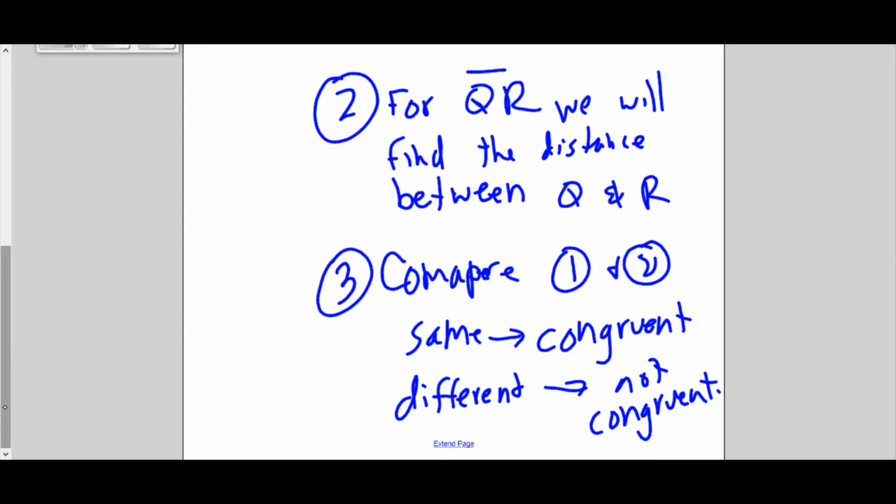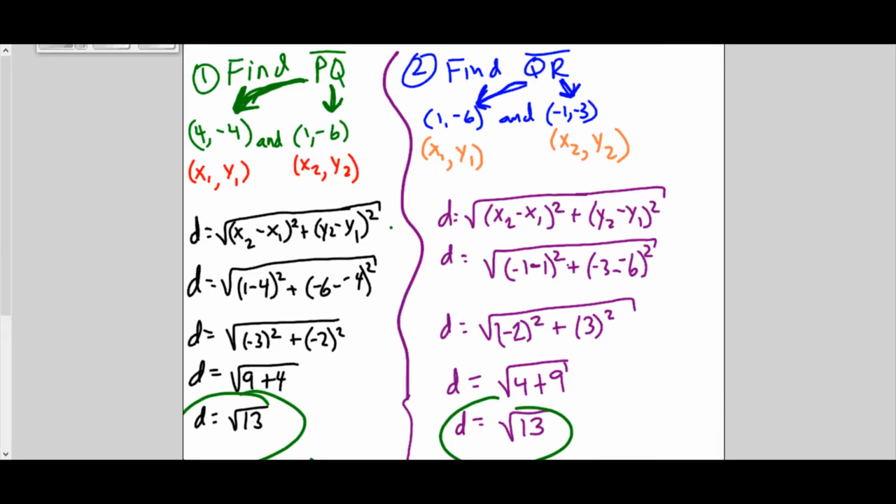So let me go ahead to the next slide where I have actually already worked this problem out. My first step I have labeled here in green is step 1. I'm finding the length of PQ. So what I did was, for P, I just wrote down my ordered pair, 4, negative 4. And for Q, I wrote down the ordered pair 1, negative 6. Then I labeled x1, y1, and x2, y2, and then copied down my distance formula there.